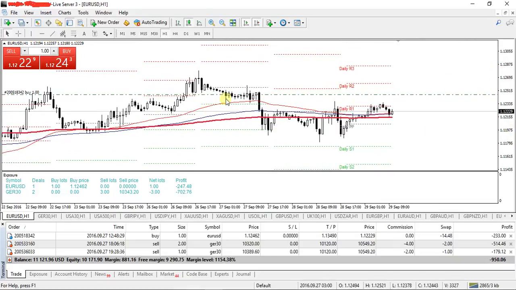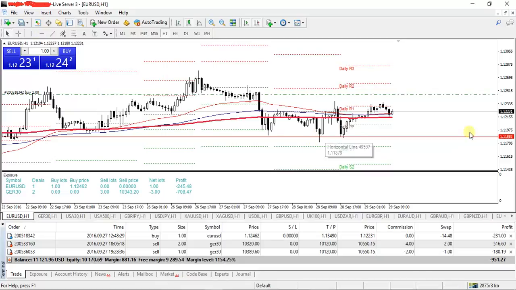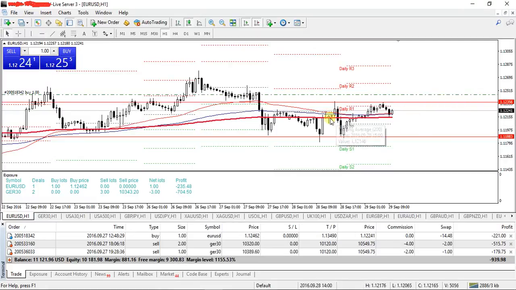So this is the euro dollar hourly chart. Here you can see it's trading in a range from 1.1190 to 1.1240, that level. So this is the pivot point, that is 1.1206.